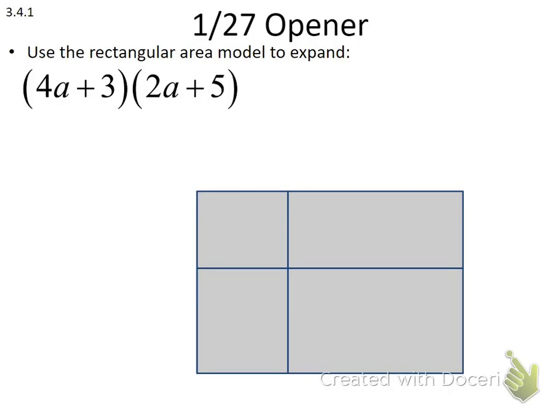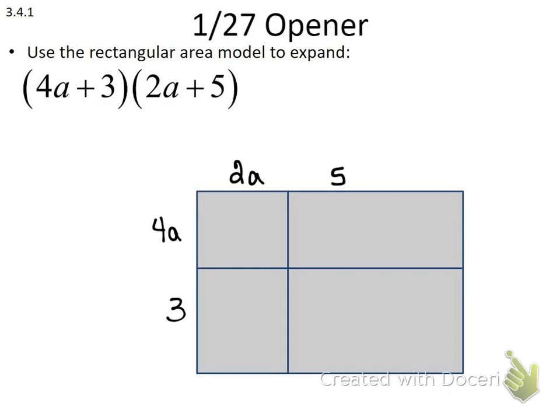So what's my first height here? 3. What's my first height? What do I put right here? 4A. And then my second height? 3. And then my second set of numbers, my 2A and 5, that represents my length. So I have 2A and 5. So if I know the height and the length, what am I trying to find about my area model? Area. The total area. Okay?